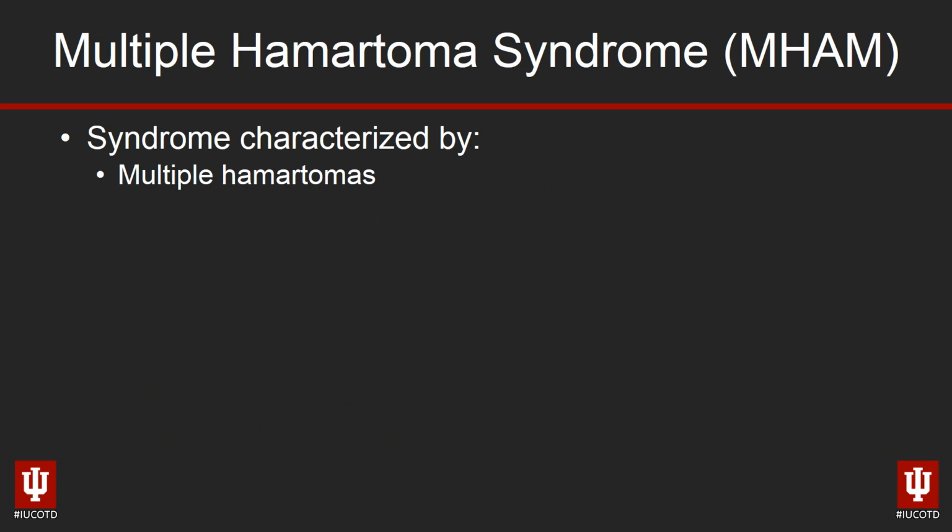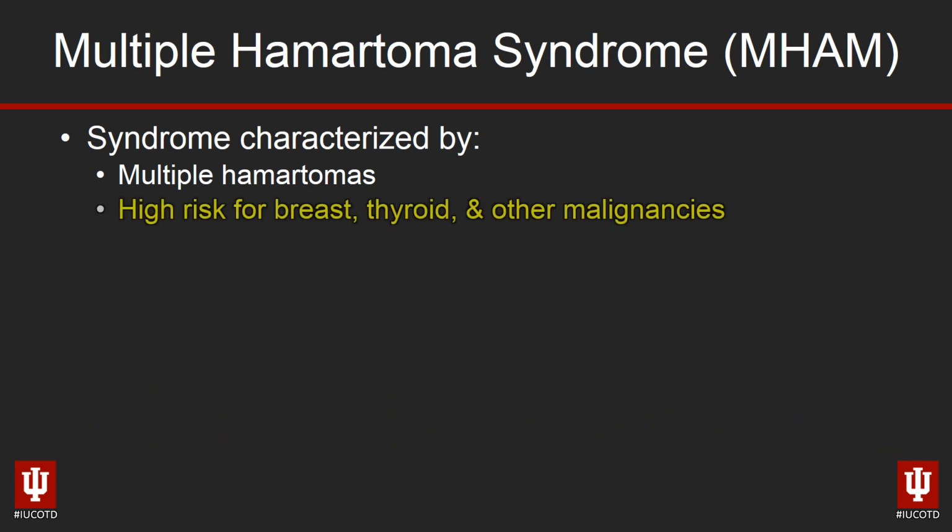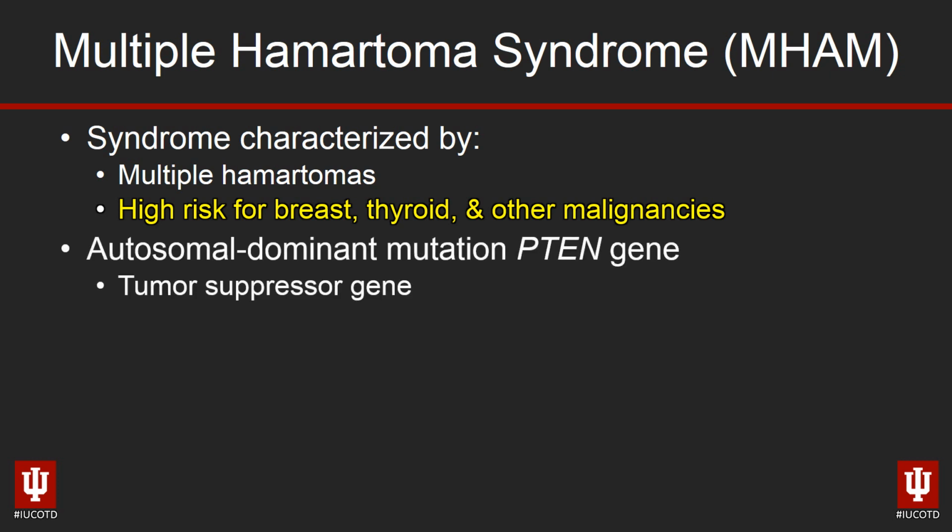So what is MHAM? Well, this is a syndrome that's characterized, as the name would imply, by multiple hamartomas. And importantly, these patients are at high risk for certain malignancies, including breast, thyroid, and several other things. This is an autosomal dominant gene mutation in the PTEN gene. It's a tumor suppressor gene, and it's pretty rare.